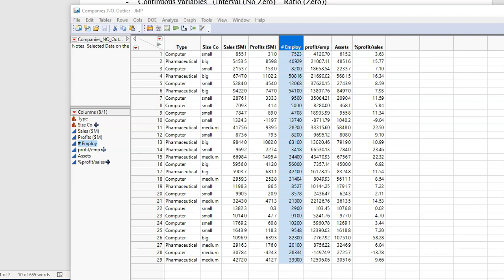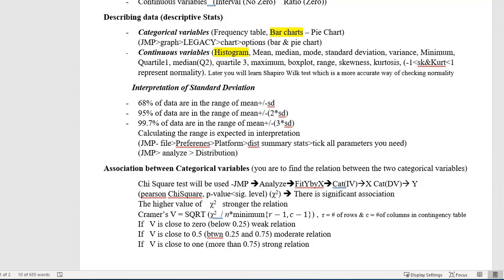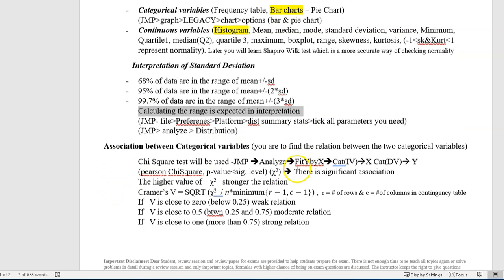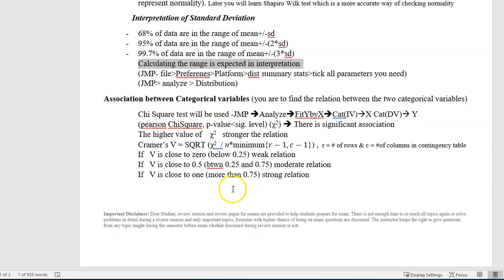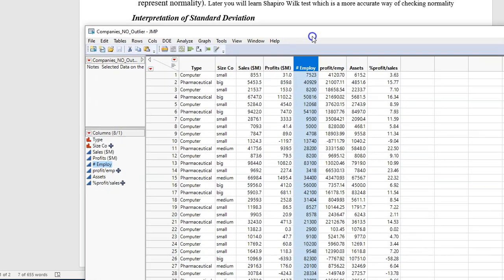What else do we have? Let me go back here. What else do we have here? So remember, the calculation of the range is expected, okay? Association between categorical variables, or the chi-square test. That's what we did last time, and you actually have a recorded video on this. So I'll be quick on that.